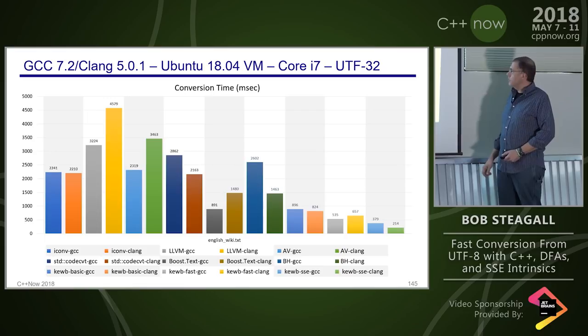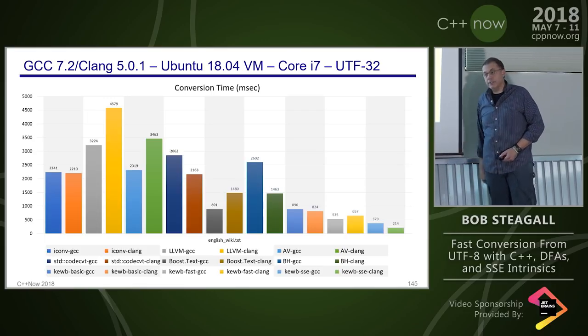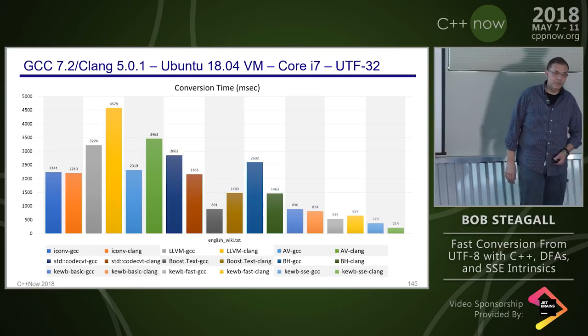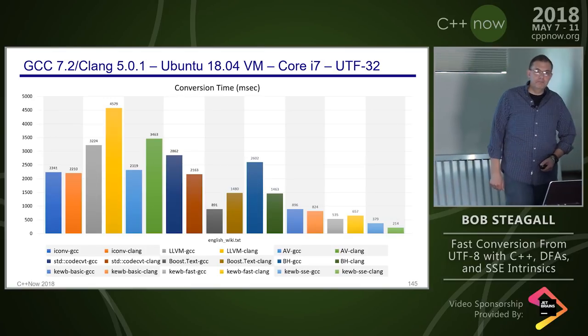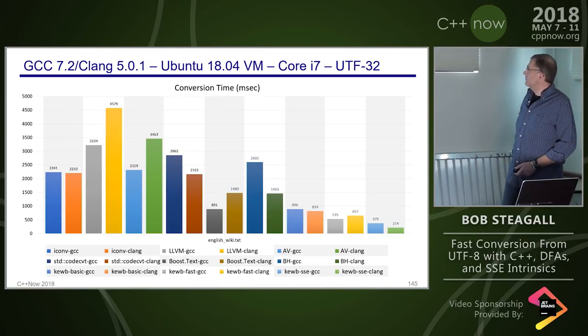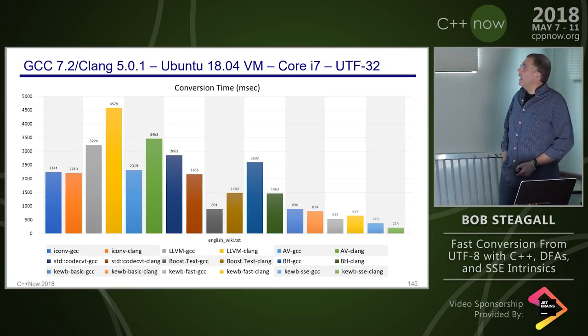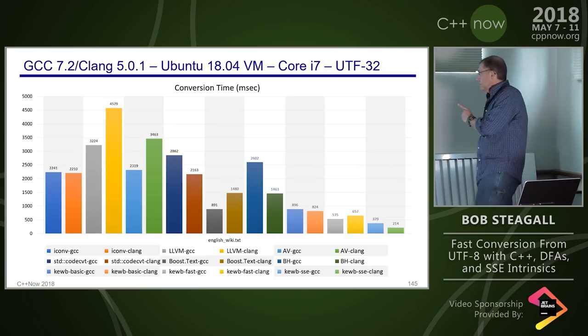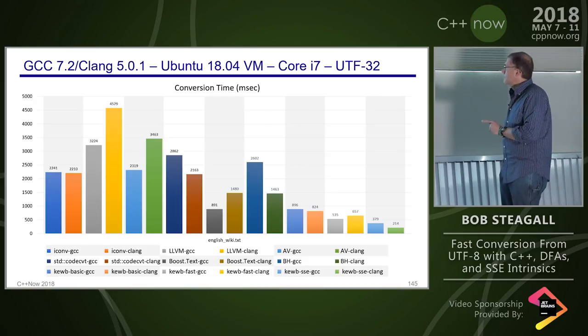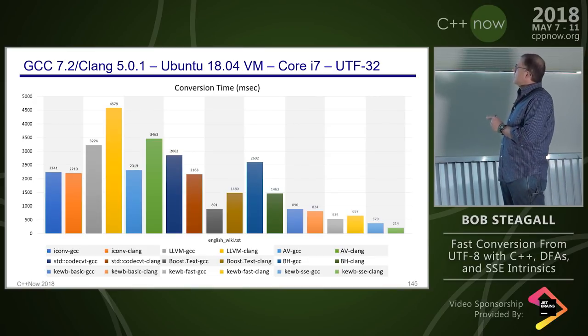Why the Clang code gen should be so much faster than GCC is a mystery to me. Peter? I see that there's a difference between std code convert on GCC and on Clang. Yes. Clang supports two standard libraries. Which of those did you use? The same one as on GCC or its own? Because that might explain a completely different implementation beneath it.